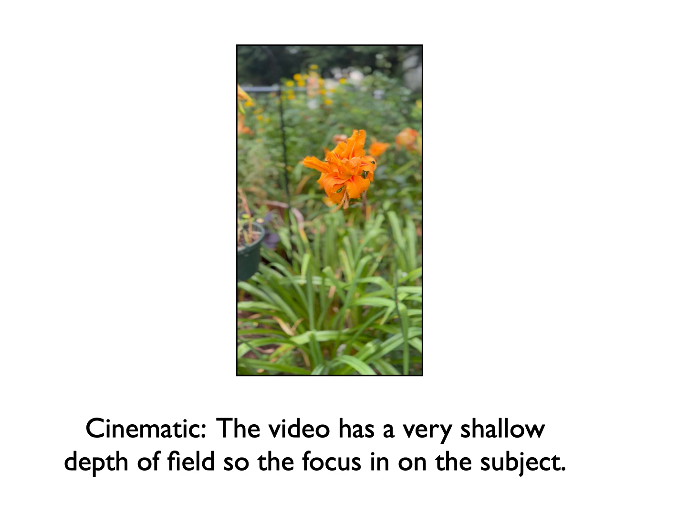So that's another one. Now, some of the newer cameras, for example, my iPhone 14 Pro, have another kind of video, and it's called cinematic. And this is for people who want to make movies. And this is what it does. The video has a very shallow depth of field, so the focus is on the subject. So if you look at that picture, you see the focus is on the bloom, and notice how fuzzy or blurred it is in the background.